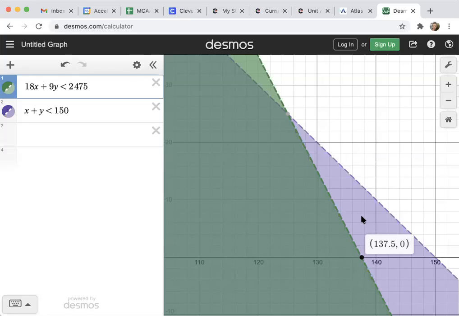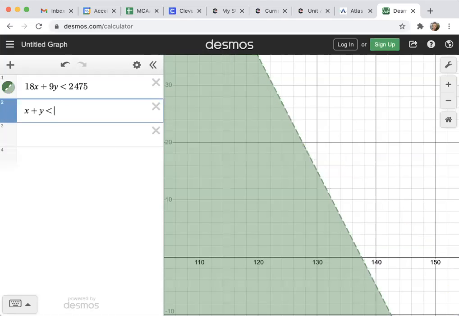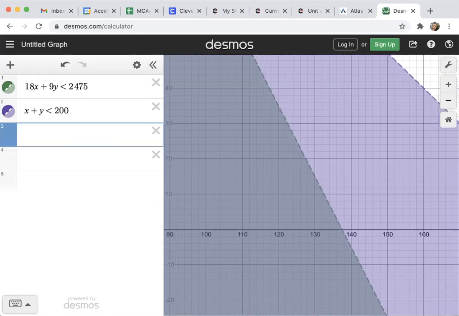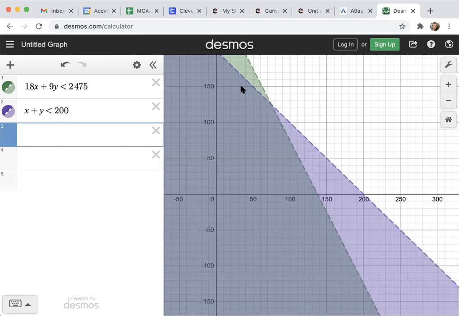Okay, so that would be the answer to part B. And then, let's see, if the event were held in a venue that can accommodate 200 guests, what's the maximum number of adults? So instead of 150, I'm going to change this to 200 and look to see where they still cross.